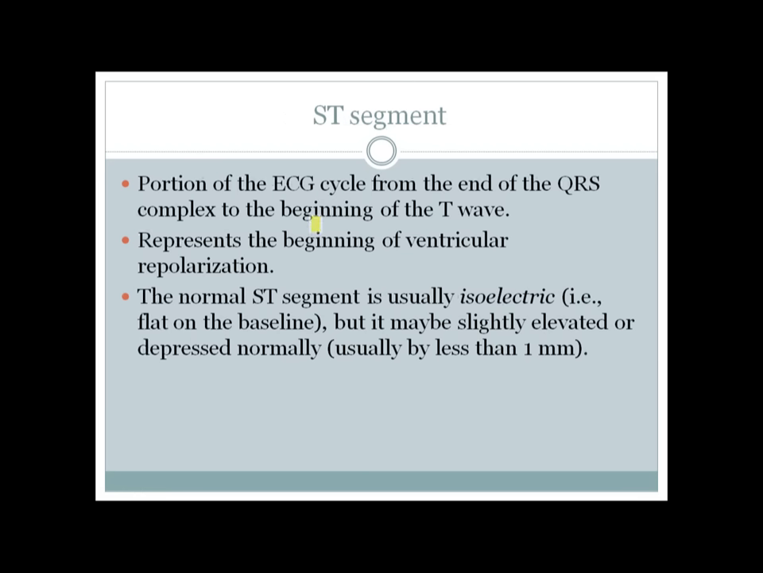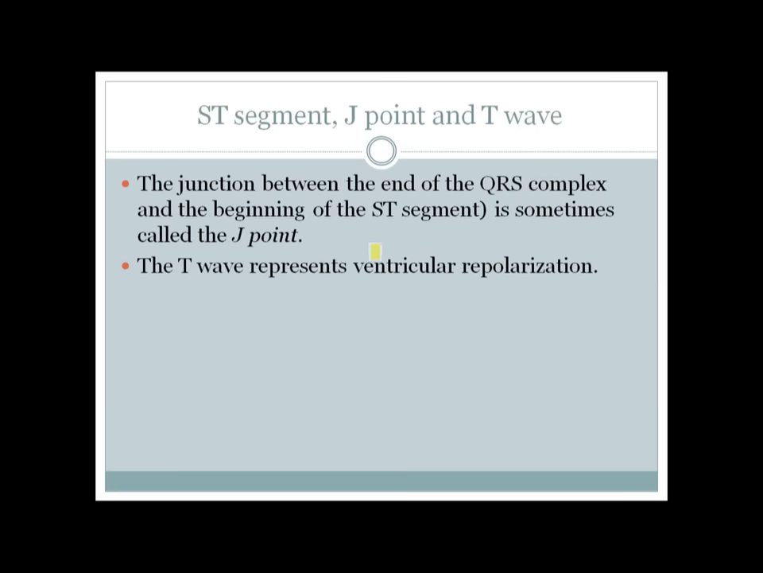The QRS complex is followed by something called an ST segment, which is the portion of the ECG cycle from the end of the QRS complex to the beginning of the T wave. So it represents the beginning of the ventricular repolarization. And normally the ST segment is isoelectric, and it can be slightly elevated or slightly depressed, but it's always within 1 millimeter. So if it is elevated or depressed by more than 1 millimeter, it is pathologic. And there is another point to note, the J point.